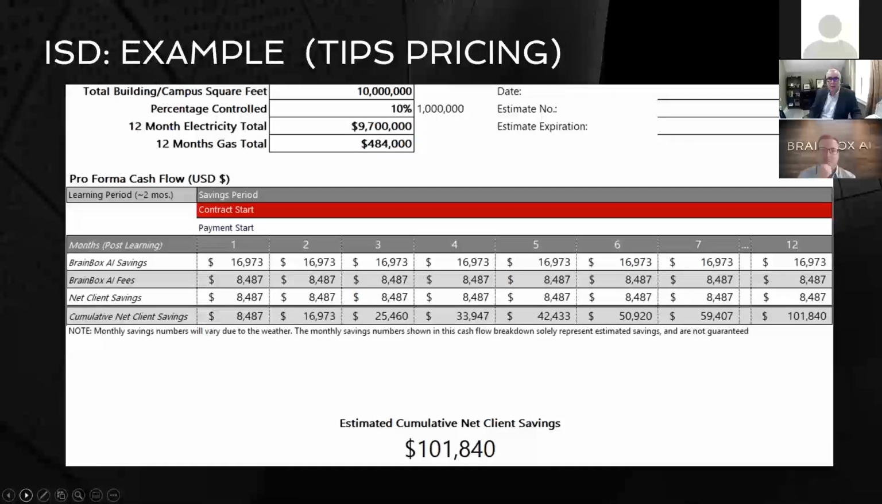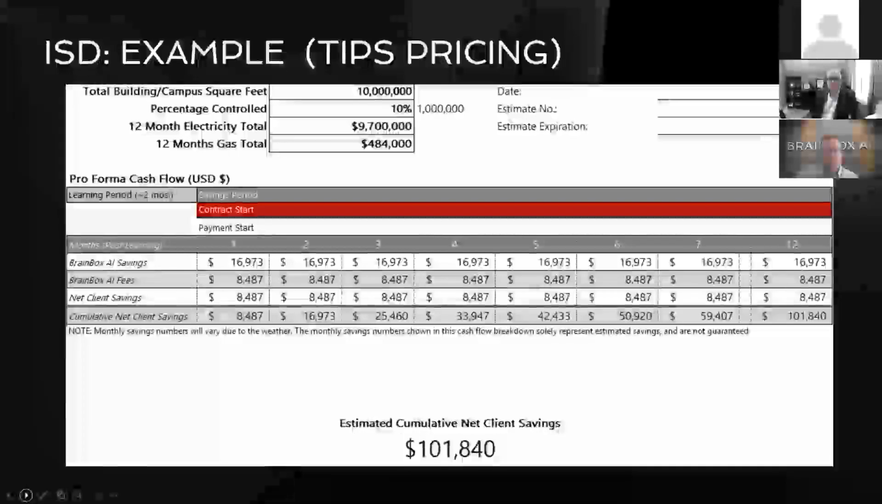How that would be broken up is BrainBox would deploy all the technologies and lay out the algorithms during the learning and startup period. Then once you go live, over the first year we would expect about $100,000 net savings for the school. So as a rule of thumb, for every 1 million square feet, you should expect somewhere in the $100,000 range. That could vary based on your local electric rates, energy consumption, and your mix of electric and natural gas. But generally speaking, that's a pretty good rule of thumb.